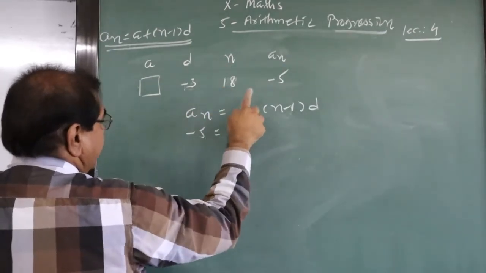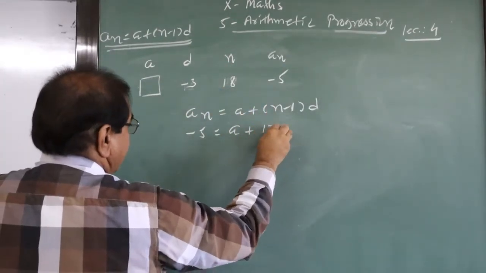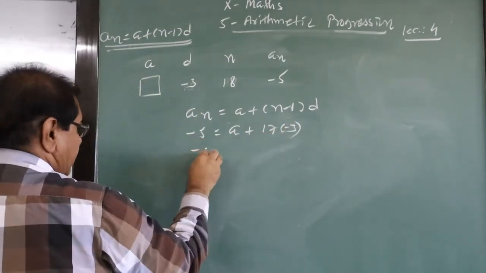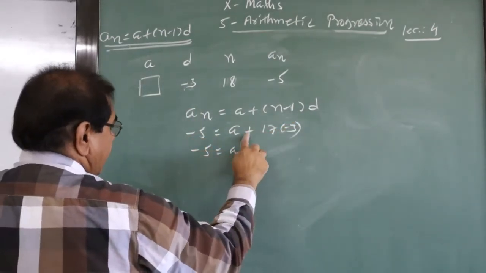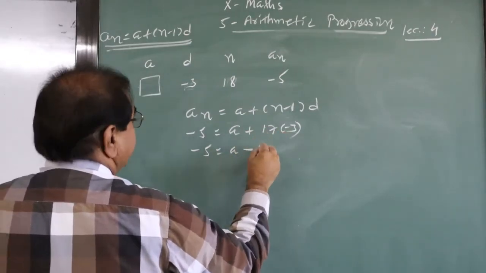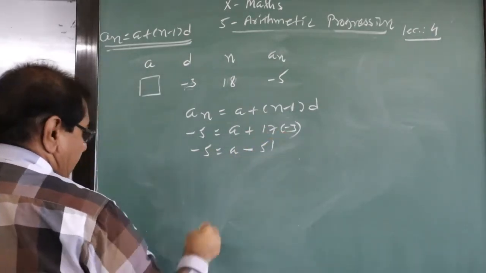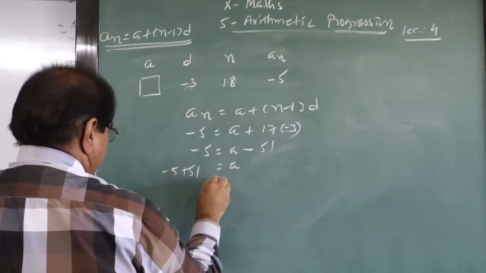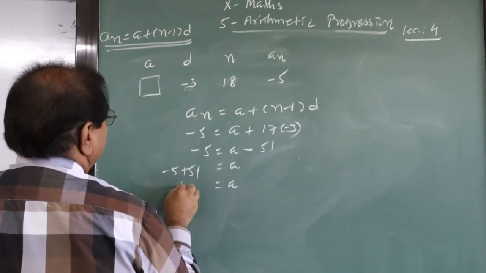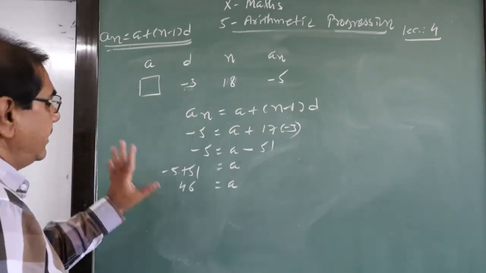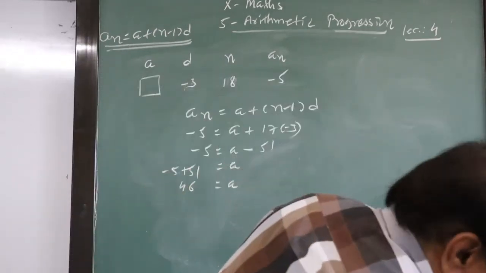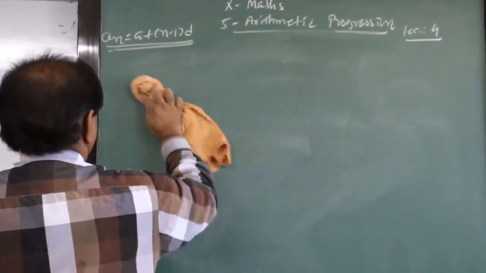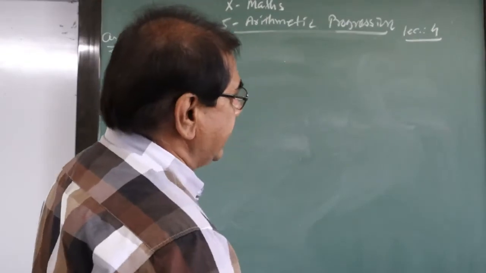Plus n is what? 18. 18 minus 1, 17. Difference is minus 3. So minus 5 is equal to a plus 17 into minus 3. 17 3s are 51. So a is equal to minus 5 plus 51. So a is equal to 46. So this is how you can find out the required term. It is a fill-in-the-blank type of question, or can be asked in the MCQ type of question.